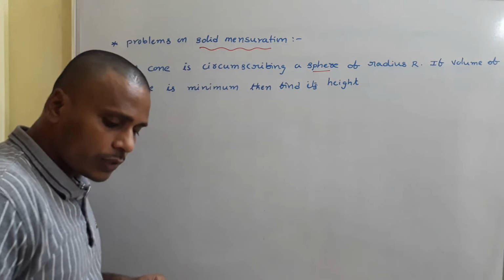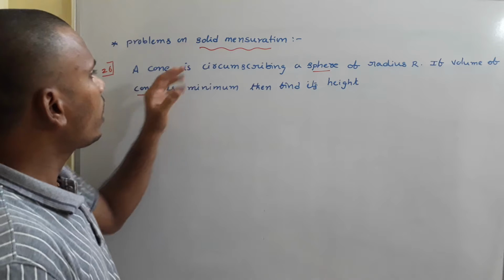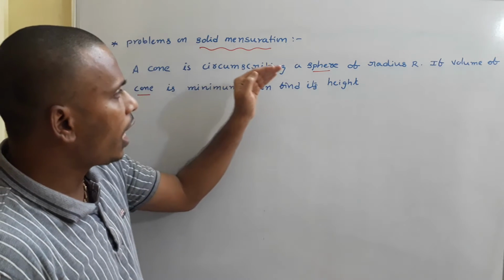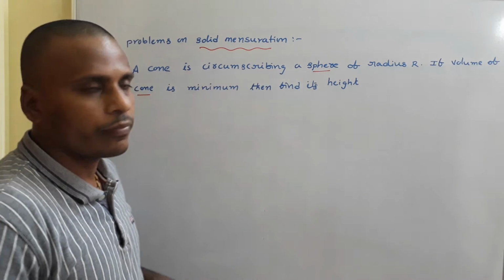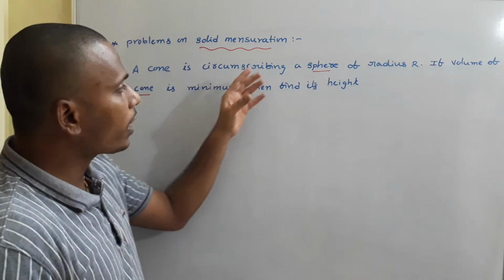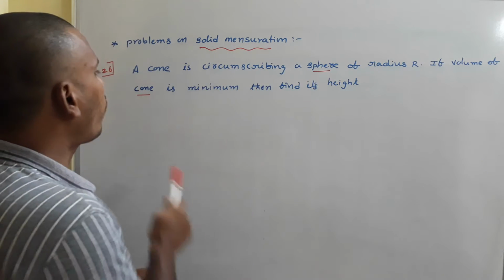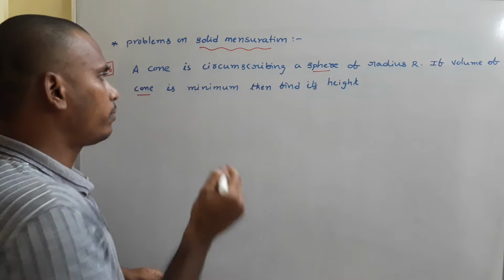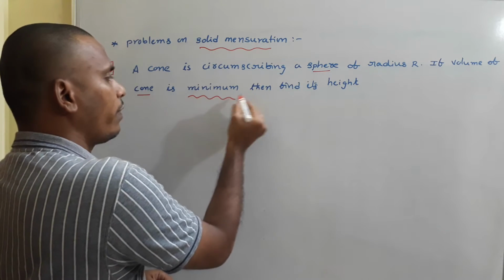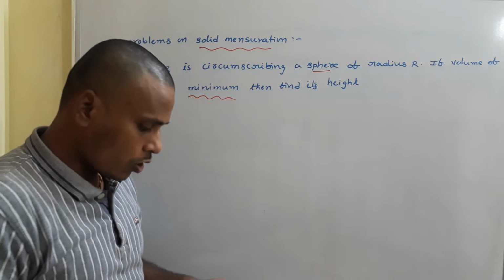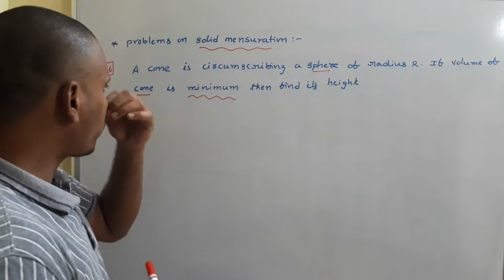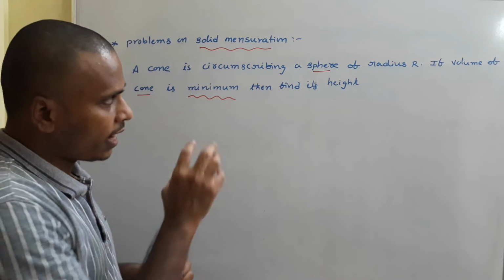And now look at the problem. A cone is circumscribing a sphere of radius r. Okay, if the volume of the cone is minimum, then find its height. So actually first of all you just observe the problem, analyze the problem.